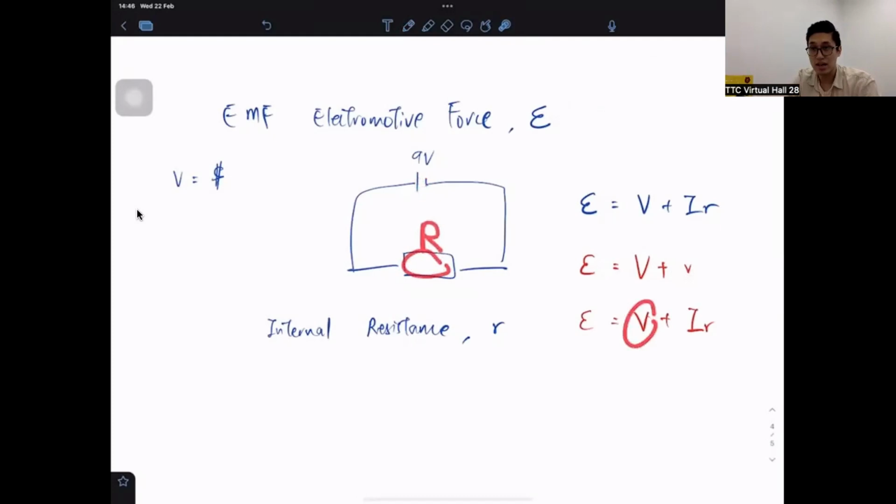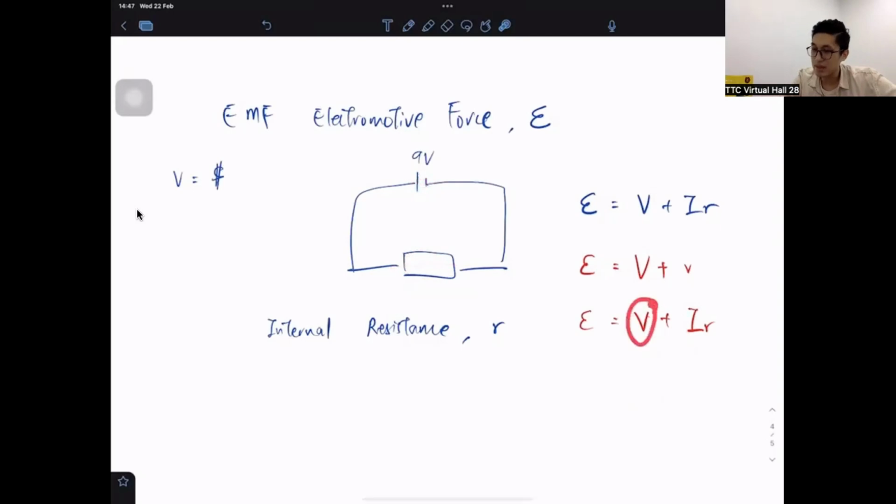So this V is big I, big R. But here, small r. Why the I no need to small? Because I is the same. The current here and the current here exactly the same. Okay, but the resistance here very small, so like that. That's how you get the formula.